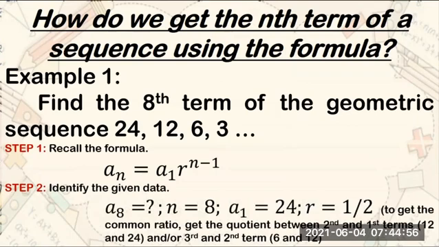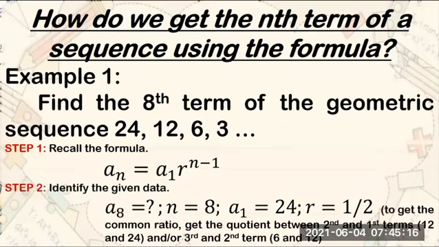So it will mean that a sub 8 is missing or it is the unknown. And n is equal to 8 kasi yun yung number of terms natin or kung pang ilang term yung nawawala. A sub 1 natin is 24. Pangita naman po dun sa ating given, sa ating example. And r is the common ratio.